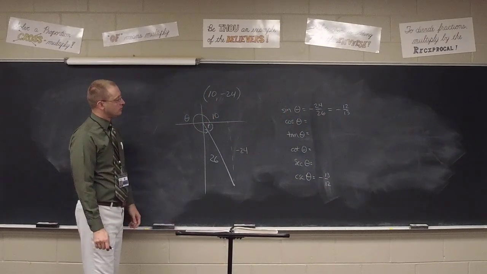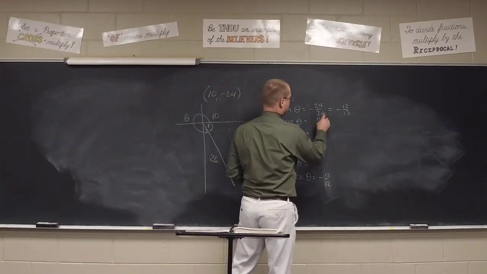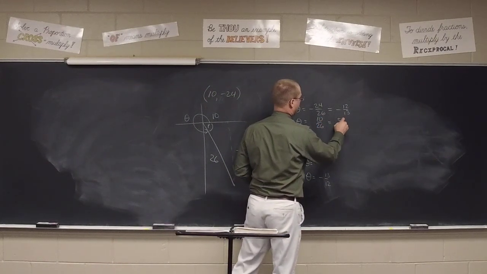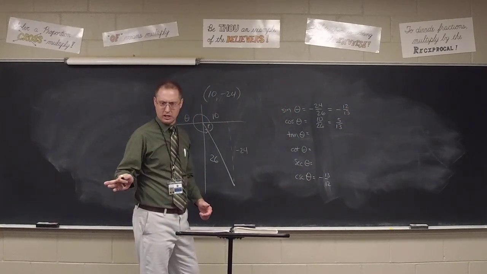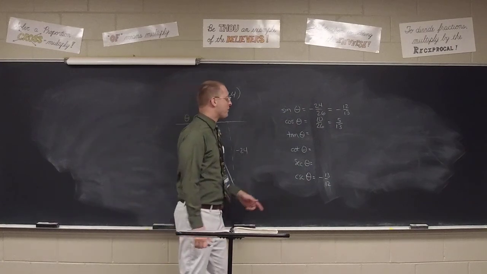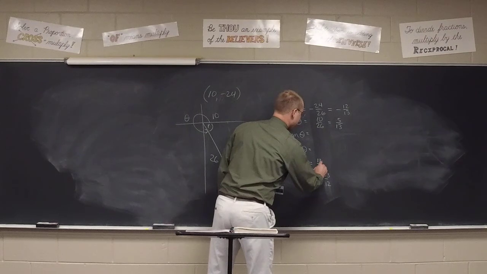The cosine, Ethan. It is 5/14. 10/26 we're going to reduce to 5/13. I thought I heard 14. Did you say 13 or 14? What's the secant, Ethan? 13/5.